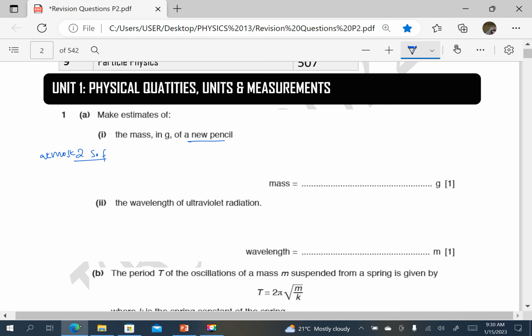For a new pencil, I think the mass is between 1 gram and around 20 grams. Most pencils have mass around 10 grams, so I will just quote 10. Any value between 1 gram and 20 grams is the mass of a new pencil, depending on the manufacturer.